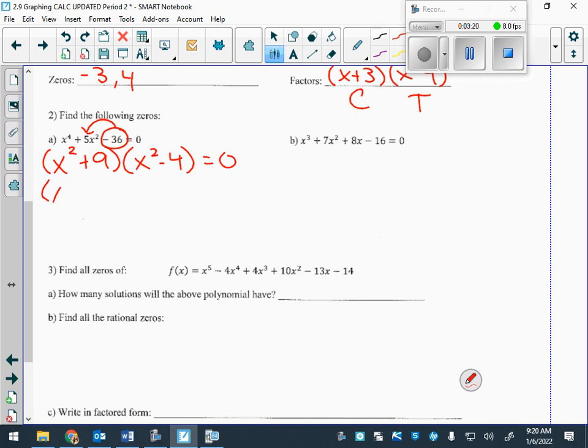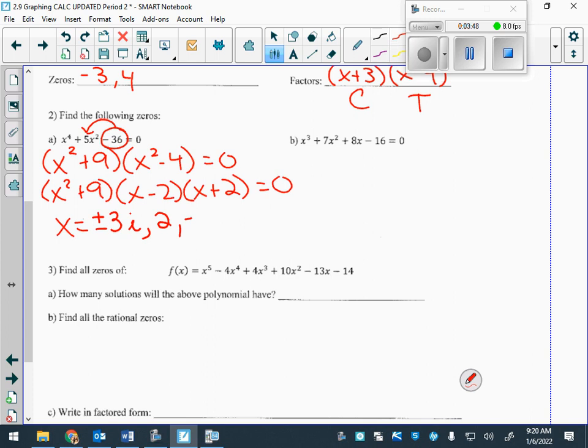But like Kip said, we could keep going with x squared minus 4. Now, we have to solve, because it's set equal to 0, and we're finding the zeros. So x squared plus 9 would be what? What would be my solutions? Jax? Would it be plus or minus 3i? Yep, plus or minus 3i. Excellent. Then we have 2 and -2, which makes up our 4 solutions. 2 are real and 2 are imaginary.